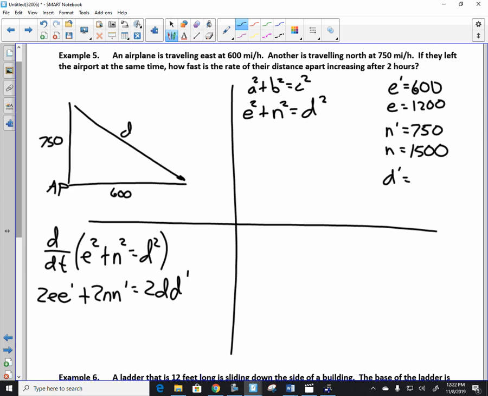I'm looking for D prime. D popped up as well. Can you find D? How could you find D? By using the Pythagorean theorem.